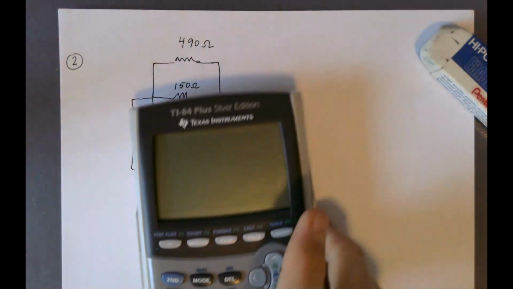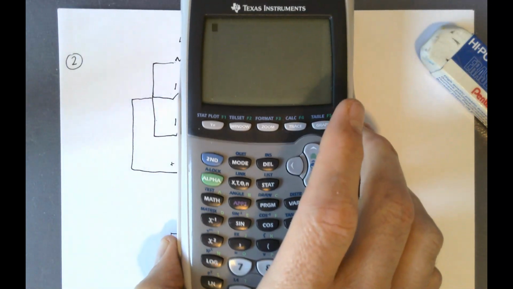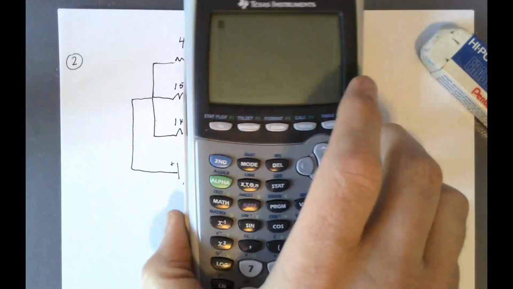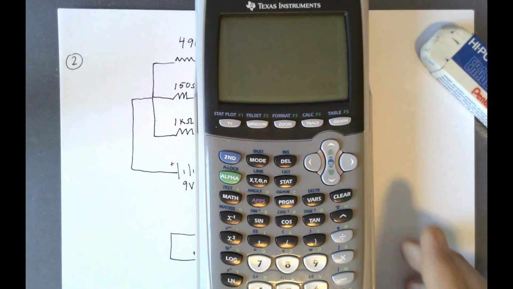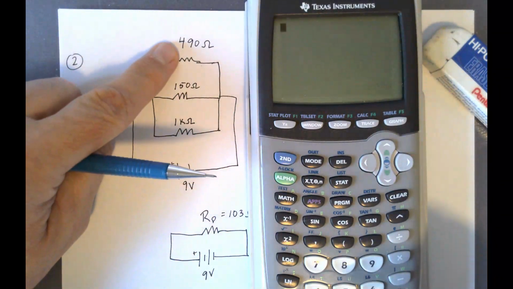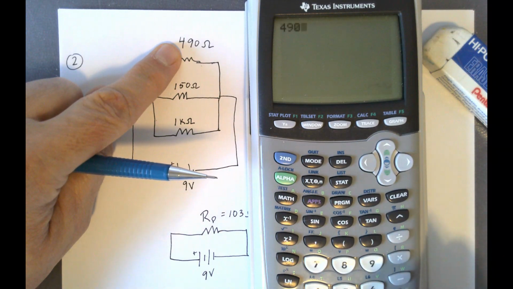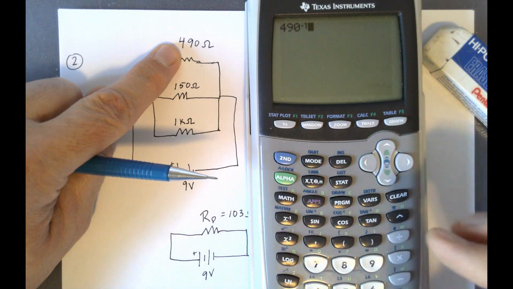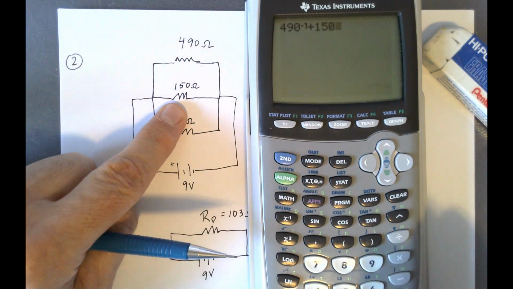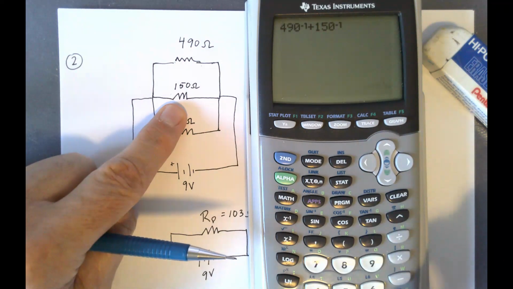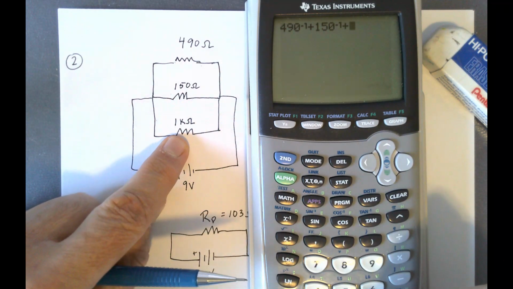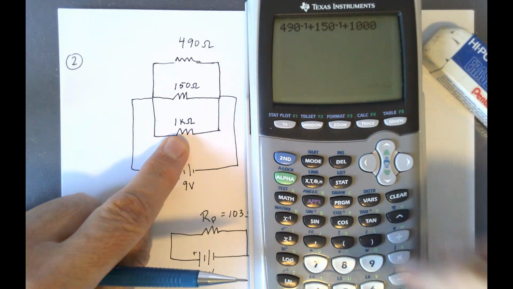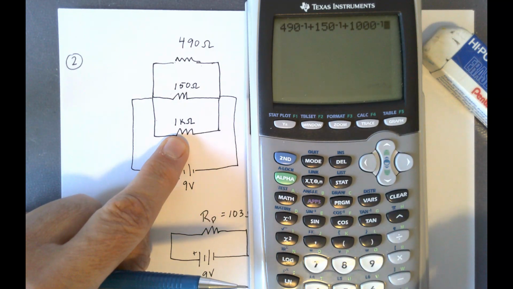I said I'm not going to do it, but I'm going to do it just so that we can see how I would do this. So let's see, can you see everything? The first one is 490. So I'm going to type 490 and then hit the inverse button, which is right there under the matrix. So inverse button plus 150, inverse button plus 1K, and 1K is 1,000. Okay, inverse button, boom. And so that gives me 1 over 490 plus 1 over 150 plus 1 over 1,000, and that is a small number.